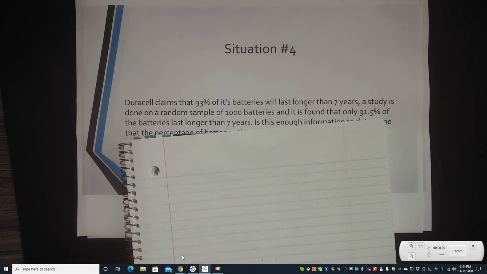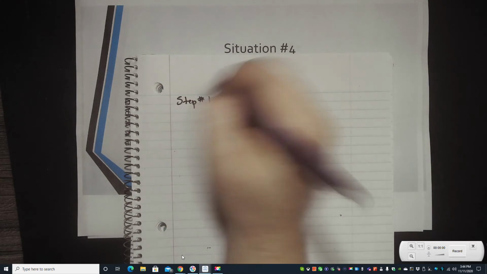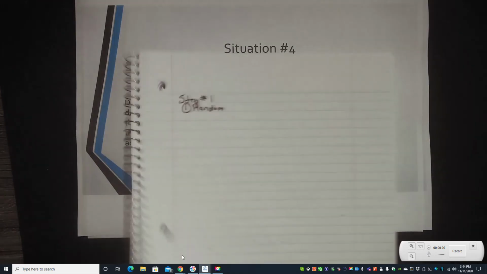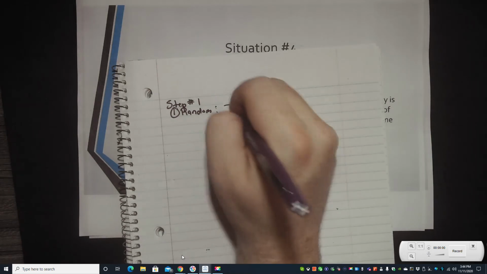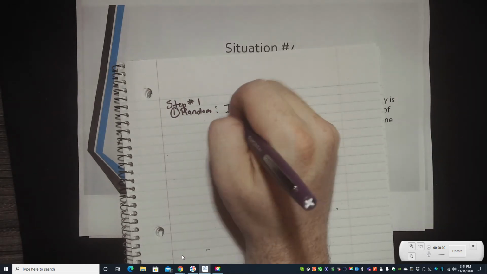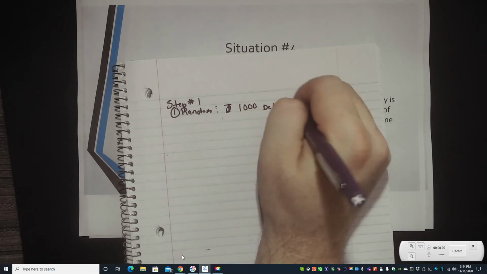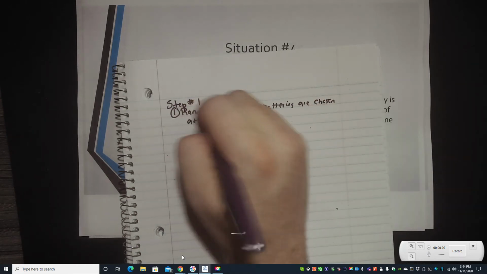So we still go through the whole thing. P is still 93% because 91.5% is based off of the sample. Going to step number 1, random. It is a random sample of 1,000 batteries, so you can just say 1,000 batteries are chosen at random.